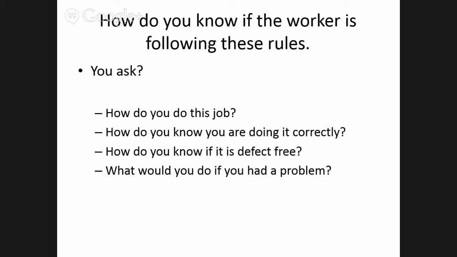Because I followed the SOP. How do you know if it's defect-free? Because I followed the procedure to check it. Who would you talk to if you had a problem with this? Well, I would go to my supervisor. So if you ask an employee, they can't answer those questions if something's wrong. Right? It all goes back to lack of training, too. You would assume if somebody's doing a job, they would know how to do it, right?